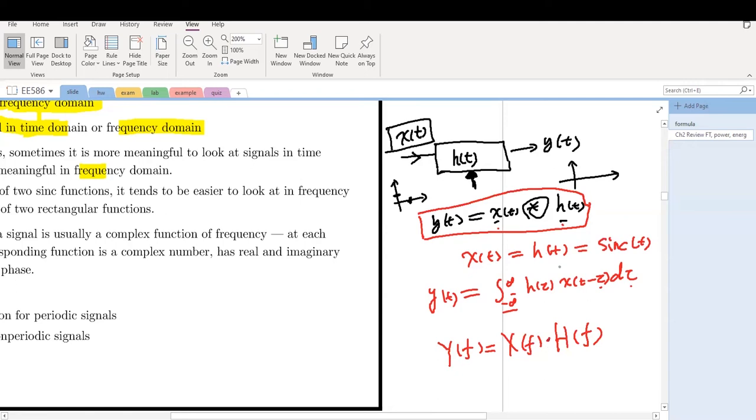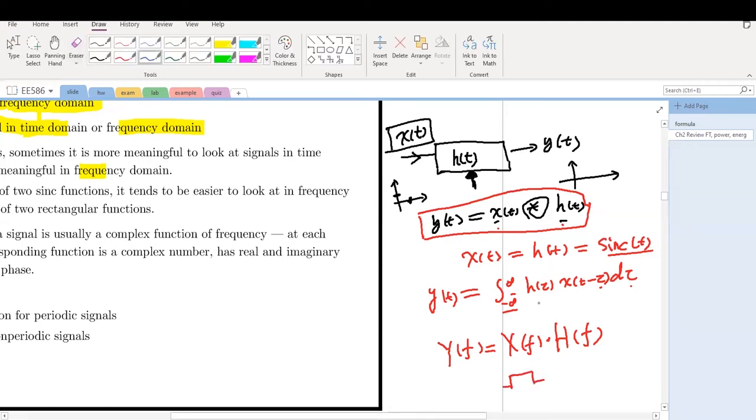If we take this example, there's a sinc function. The sinc function has a rectangular spectrum in the frequency domain, and this is another rectangular. These two rectangulars multiply together and become another rectangular. Then we take the inverse Fourier transform and obtain the output in the time domain. This way it is much easier to calculate in the frequency domain first.